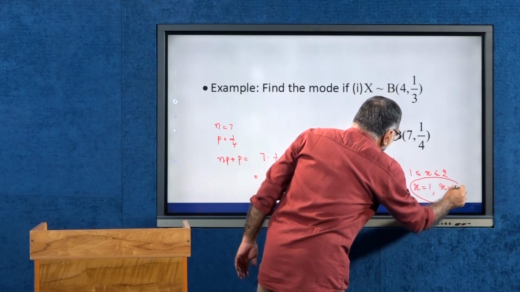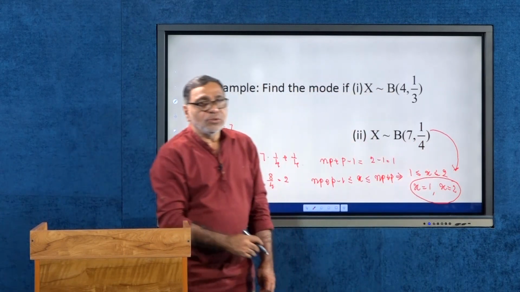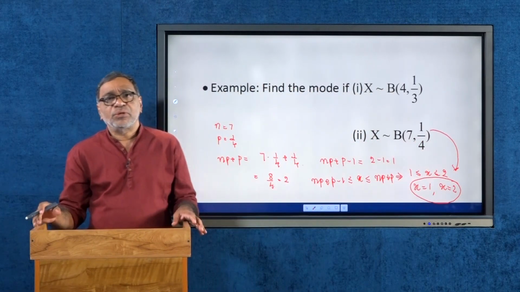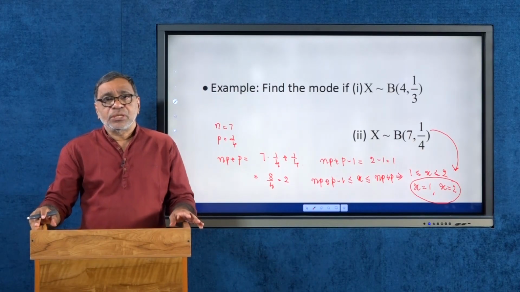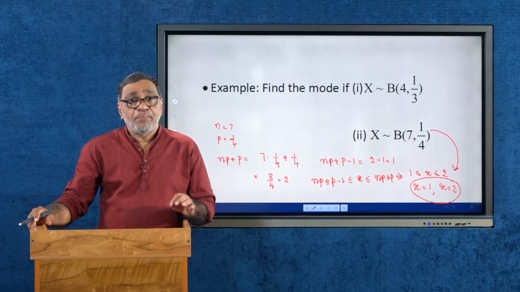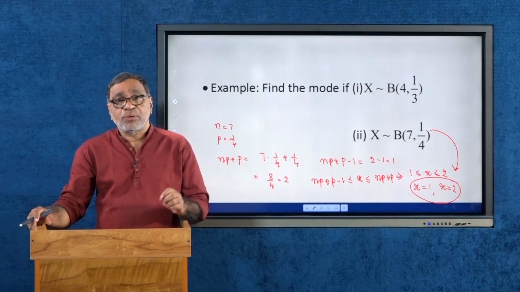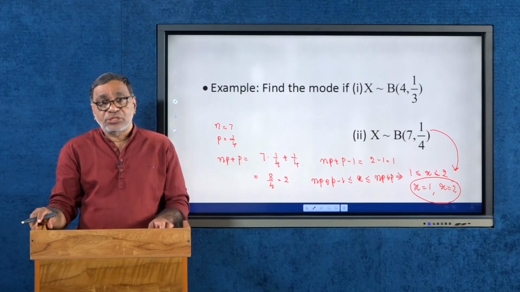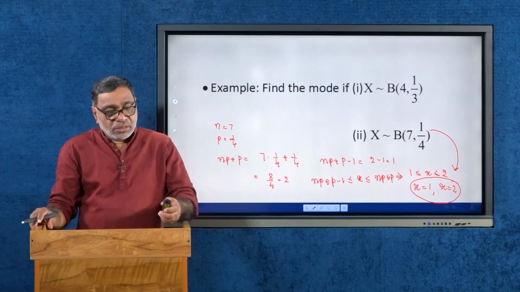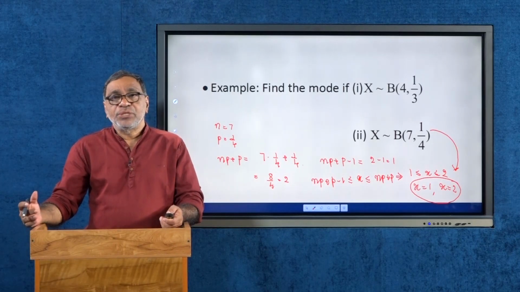So, for this particular random variable, mode is equal to 1 and 2. That means, for that particular distribution there are two modes. This is an example of a bimodal distribution, because the binomial random variable with 7 and 1 by 4 has the mode at x equal to 1 and at x equal to 2. So, these are some examples by which we identify the mode of the binomial distribution.